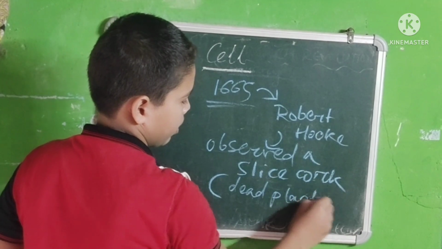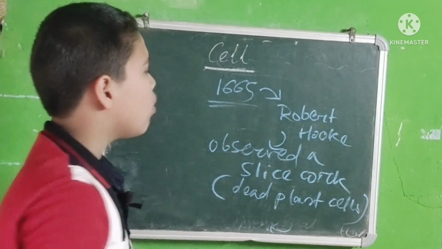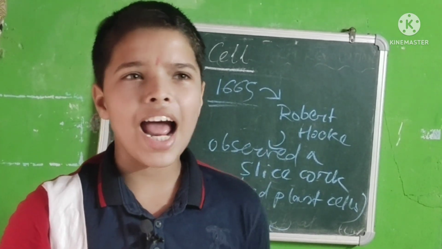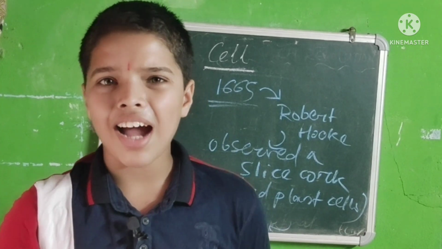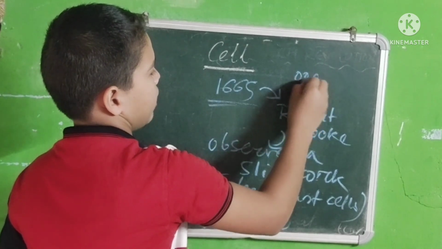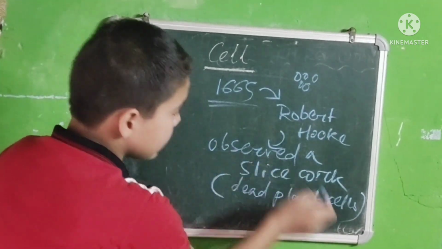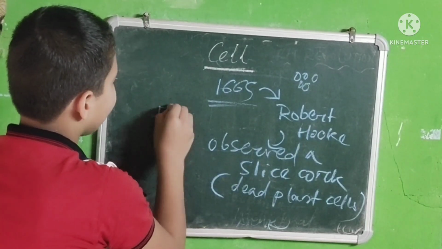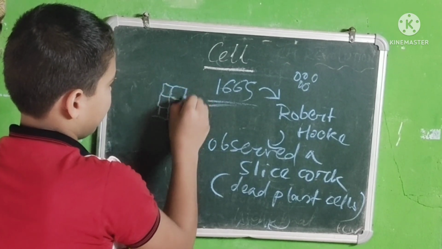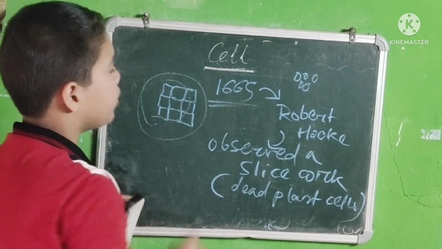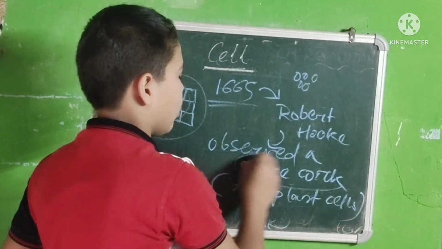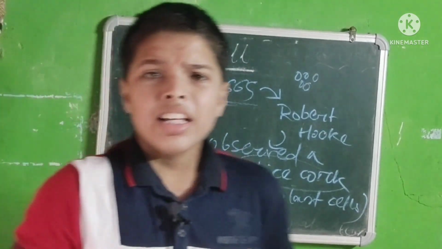Okay, dead plant cells. He observed that there were different small compartments, like those of a beehive. In a beehive there are different small compartments like this, but these compartments were rectangular in shape, like this. Like this, one image appeared under the microscope when Robert Hooke was observing this slice of cork.